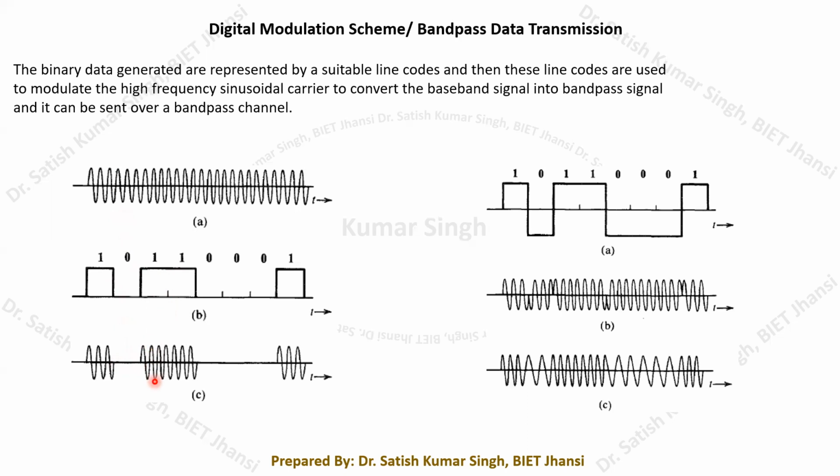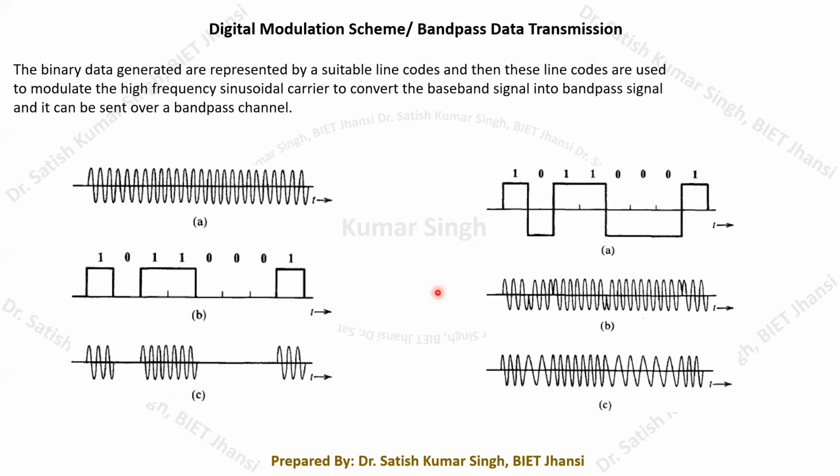Now try to understand this, because in case of analog modulation, we have seen amplitude modulation, frequency modulation, and phase modulation. In a similar fashion, we are going to get three types of digital modulation schemes also. For example, here we can have amplitude shift keying, then we have phase shift keying, PSK, and then we have frequency shift keying.